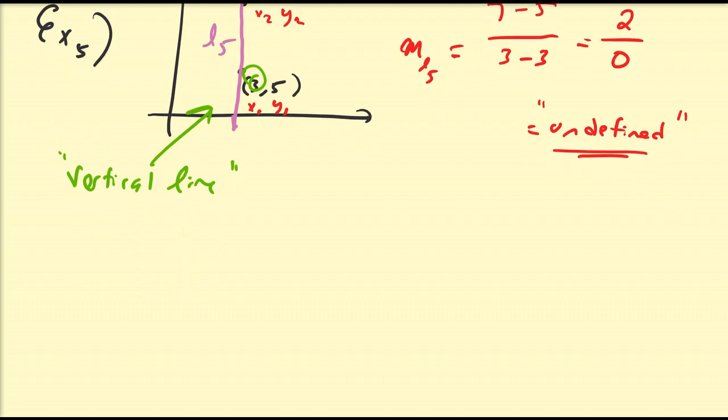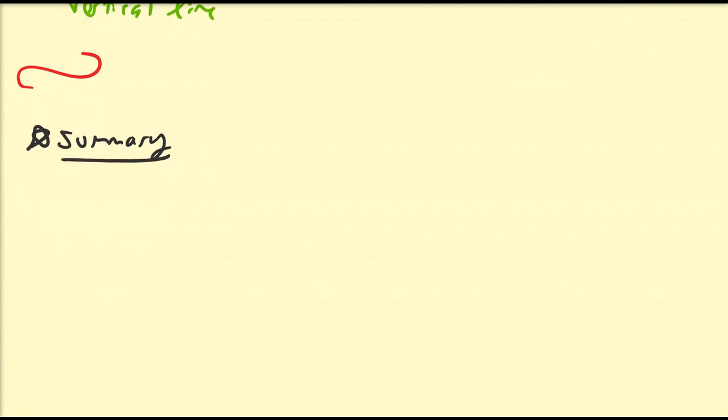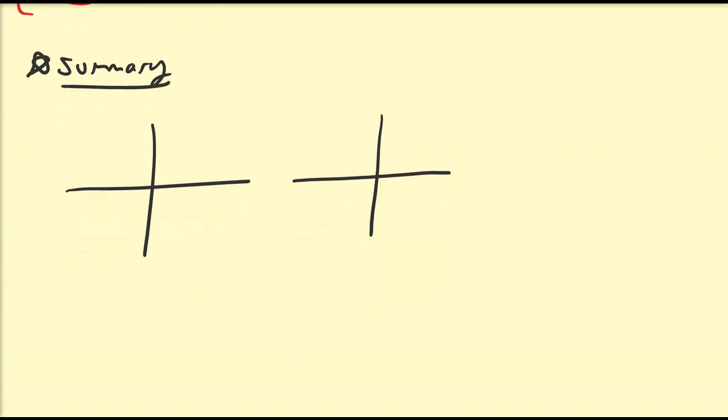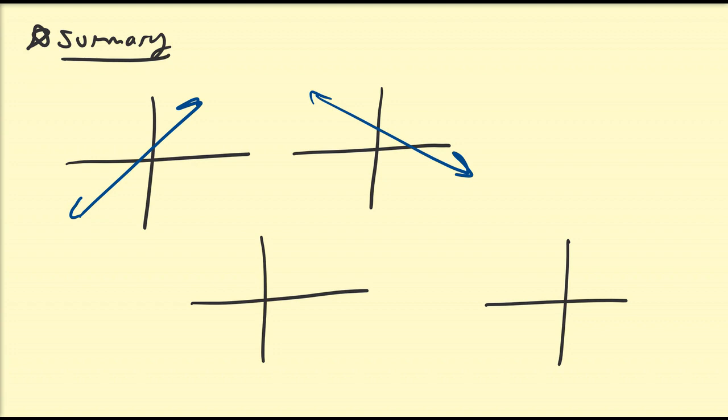So with all these things in mind, now let us try and come up with a summary list that tells us everything that we should know about slope. So I'm going to draw a couple graphs, and I want you to try and tell me something about the slope of these lines. So let's consider a line like this. Let's consider a line like this. Let's consider this line. And also let's consider this line. So what can you tell me about the slope of each of these 4 lines?